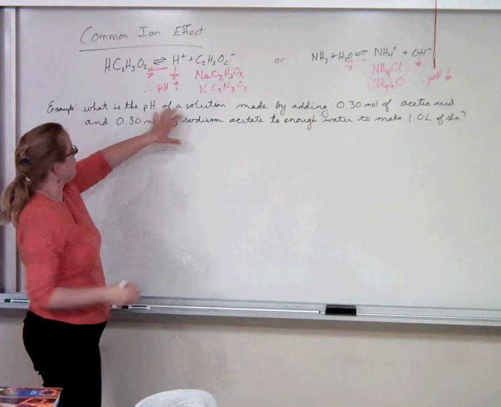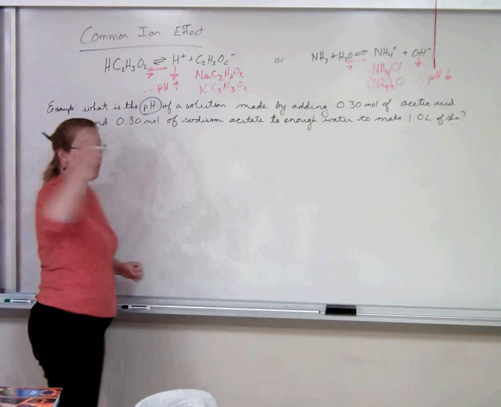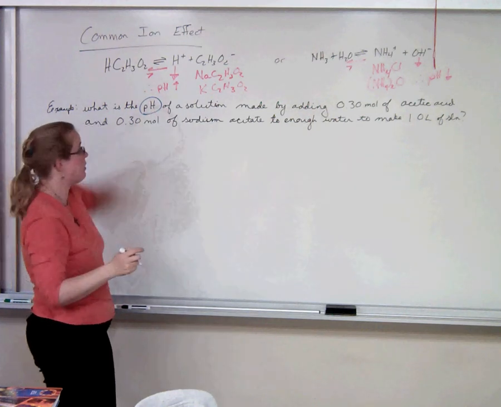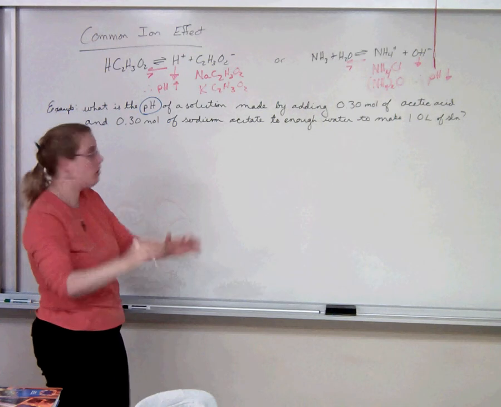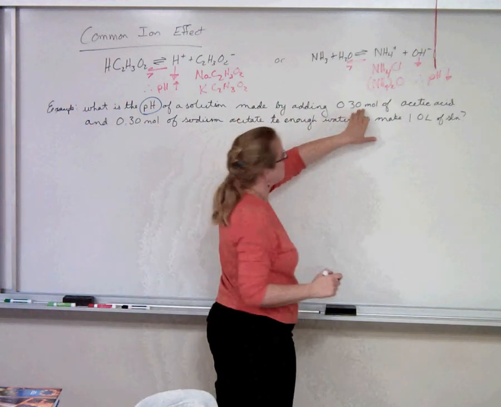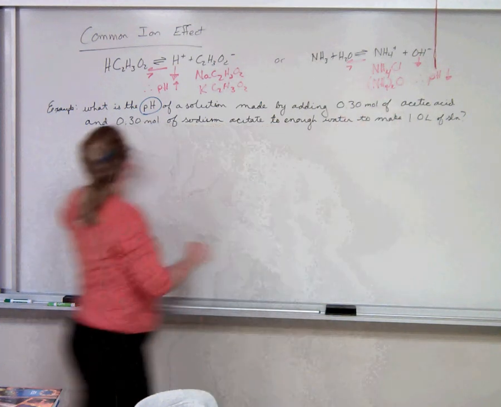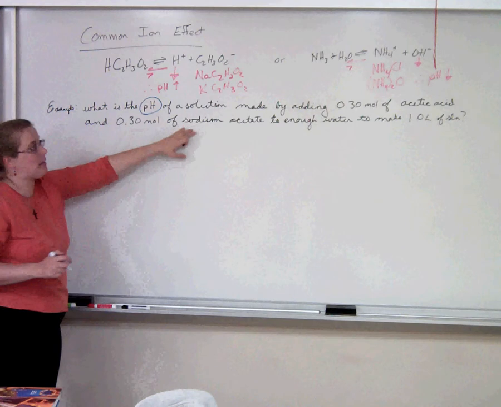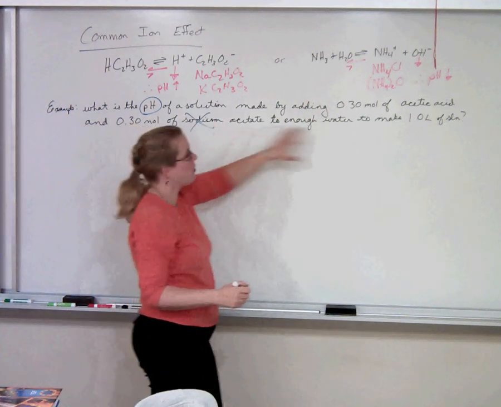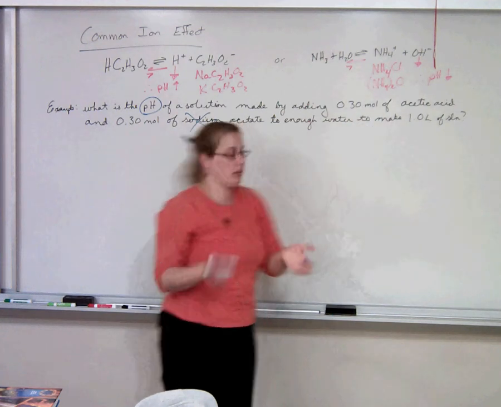So we want to know the pH of a solution, so we're going to look for pH, and hopefully that rings a bell in your head that says I need to find hydrogen ion concentration so that I can put it in the pH formula. So that's our goal. We have a solution made by adding 0.3 moles of acetic acid and 0.3 moles of sodium acetate. We don't care about the sodium, but we care about the acetate. Enough water to make 1 liter. Well, that was nice of them, because then our moles is the same thing as our molarity.